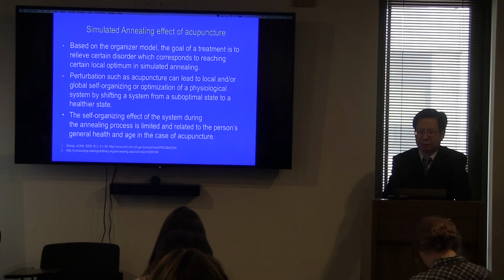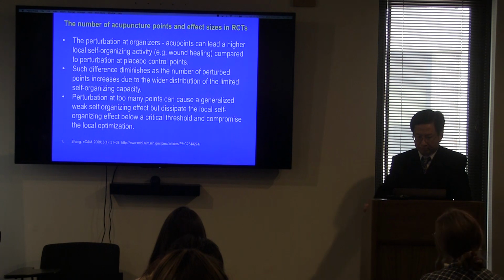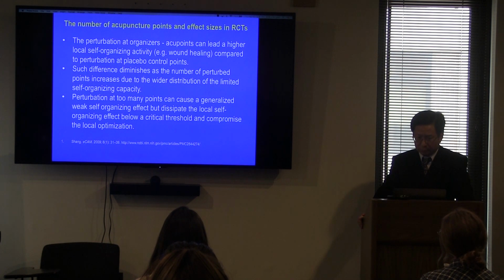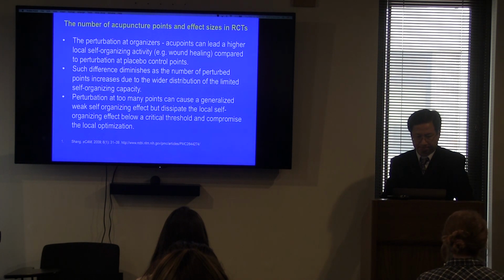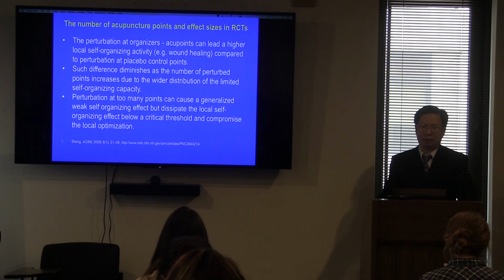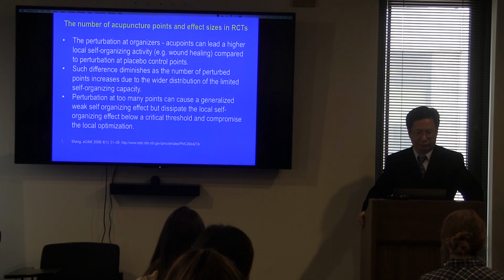Because the acupuncture point is related to the growth control capacity of the individual, right? So as a person gets older, the effect of acupuncture tends to get weaker. And also, if you use a lot of acupuncture points at the same time, you can tend to cause a wider distribution of the self-organizing capacity.